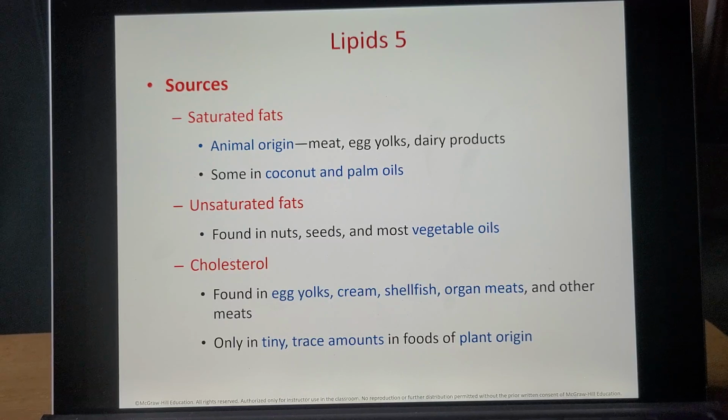Cream, which is of animal origin, like dairy. Shellfish, different organ meats. So if you ever eat the liver or the heart of an animal, like deer, will have a fair amount of cholesterol in there. But only very trace amounts in plant-based fat sources.